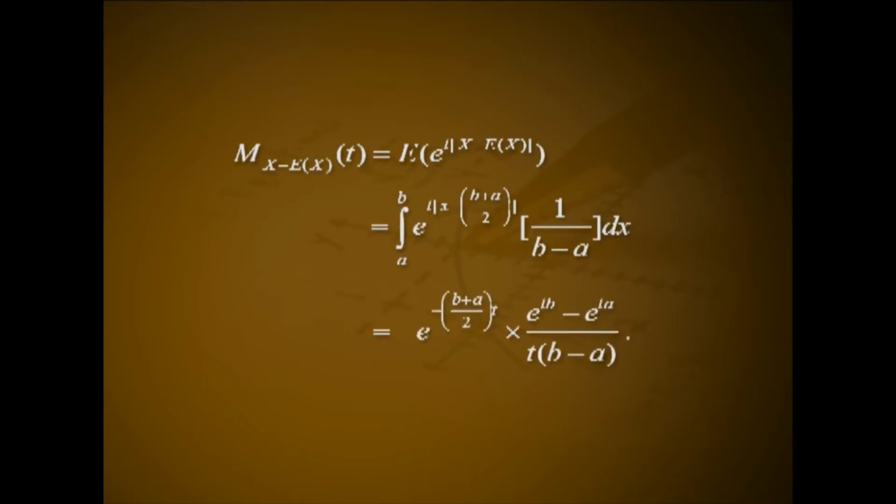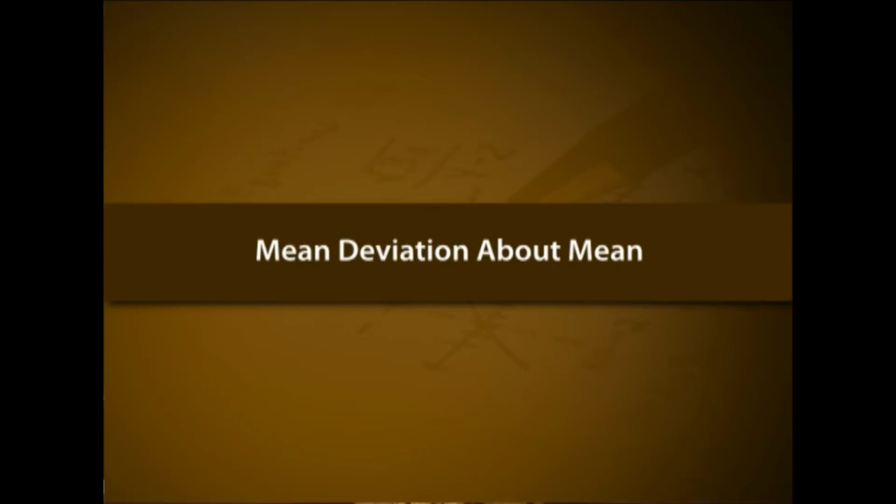Central moment generating function. M(x − E(x))(t) is equal to expectation of e^(t(x − E(x))), that is the integral from a to b of e^(t(x − (b + a)/2)) times 1 divided by (b − a) dx, that is e^(−((b + a)/2)t) into (e^(tb) − e^(ta)) all divided by t(b − a). Mean deviation about mean.